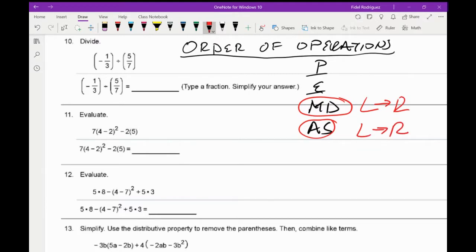So if I look at number 11, the first thing I do notice is that we do have parentheses. And what we mean by parentheses is not necessarily this part right here, because inside those parentheses, it's just the number 5. So what's really happening there is 2 times 2 and 5 are being multiplied, but more like this part right here. Okay, so I'm going to go 7. In parentheses, 4 minus 2 is 2 squared minus 2 times 5. Okay, so we've taken care of our parentheses.